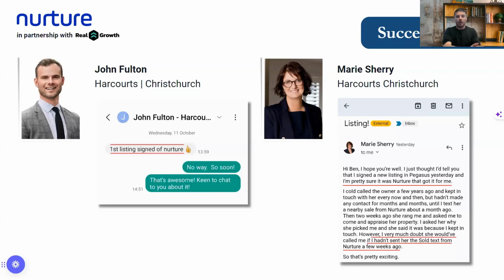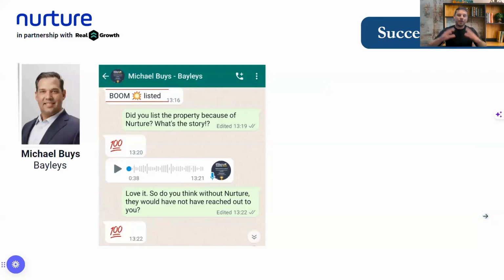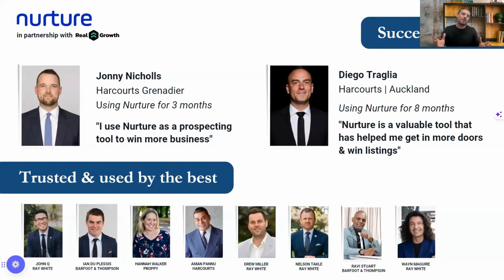And so we're getting top agents. A couple of examples here: John Fulton at Harcourts in Christchurch, and Marie Sherry, also at Harcourts in Christchurch, are getting listings and are sending it to me. So I always love to show that off. We're getting great feedback. And also the awesome thing is we've got other top agents across New Zealand who are being able to be ambassadors and kind of sit behind our nurture tool, and they're getting opportunities and listings from it as well.